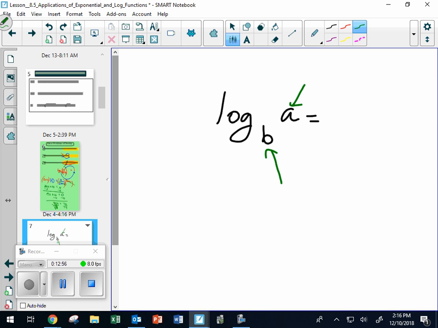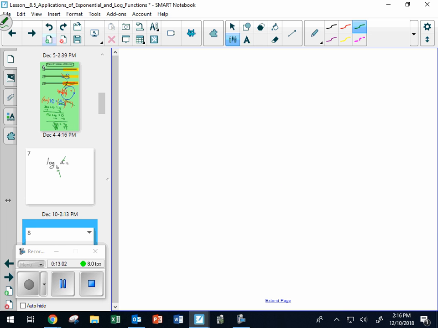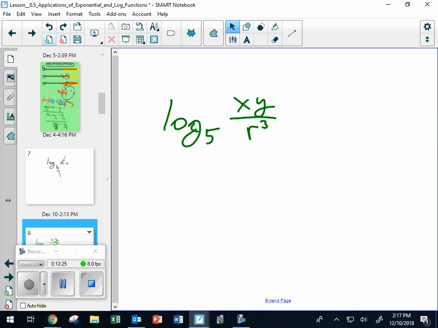Okay? So, I now have reviewed enough of logs. You know, okay, I don't feel like I have. I'm going to make sure that you get how to expand log base 5 of x, y over r to the third. Expand that all the way. Hint, you're going to have 3 logs instead of just 1. We did condensing already. Let's do an expand. You're expanding this.